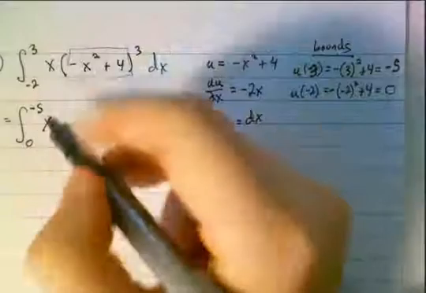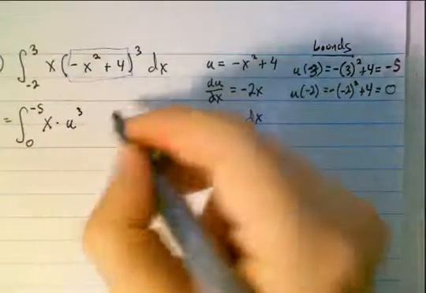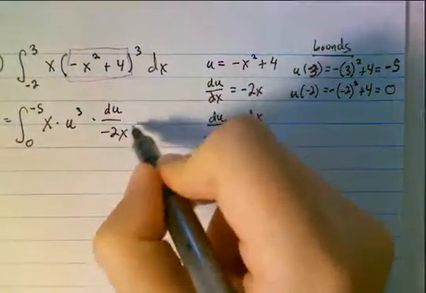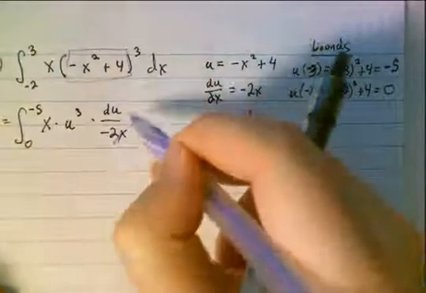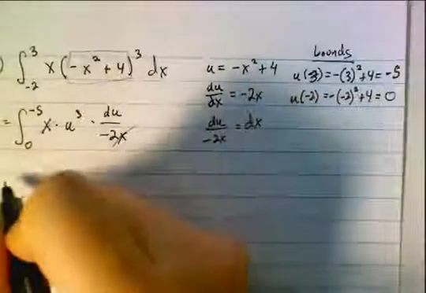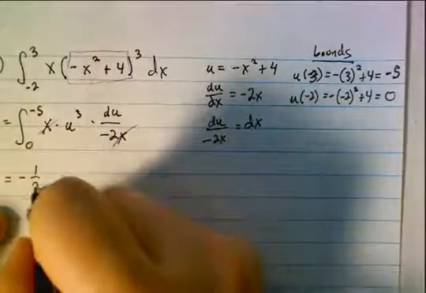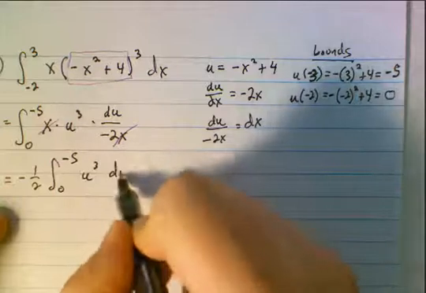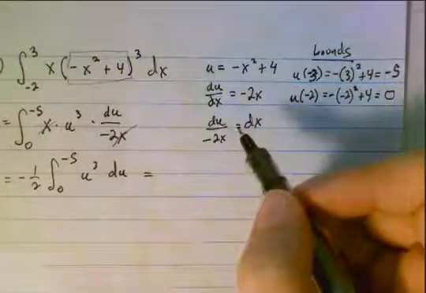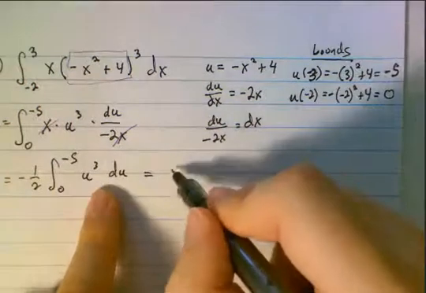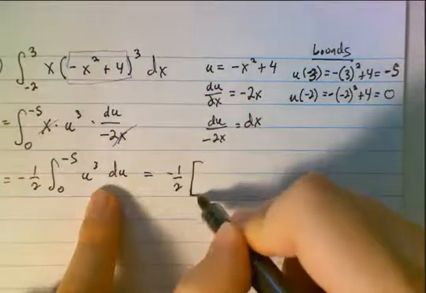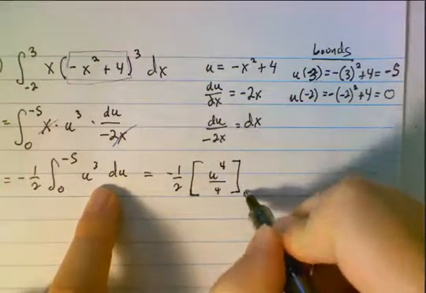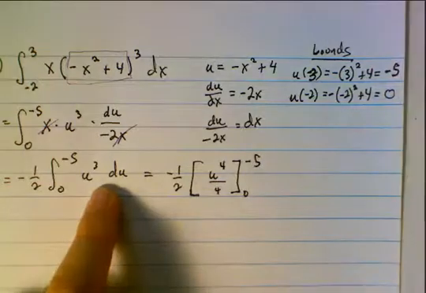So let's see, this whole thing was u, so we have x times u to the third times du over negative 2x. That's good because those x's cancel out. We can bring that negative 2 outside. Now we can go ahead and take our antiderivative and write our bound. So that's u to the fourth over 4 from 0 to negative 5.